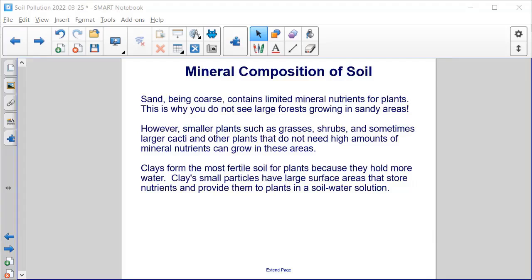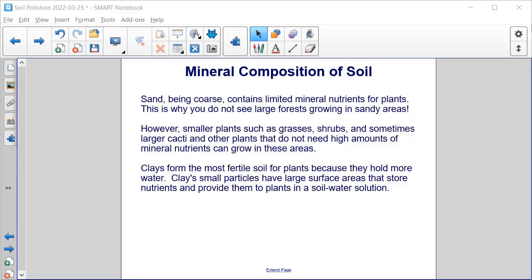Sand, being coarse, contains limited mineral nutrients for plants. This is why you do not see large forests growing in sandy areas. However, smaller plants such as grasses, shrubs, and sometimes larger cacti and other plants that do not need high amounts of mineral nutrients can grow in these areas.